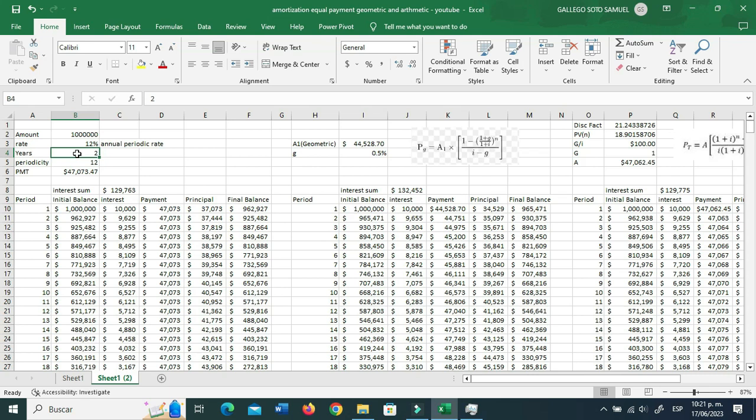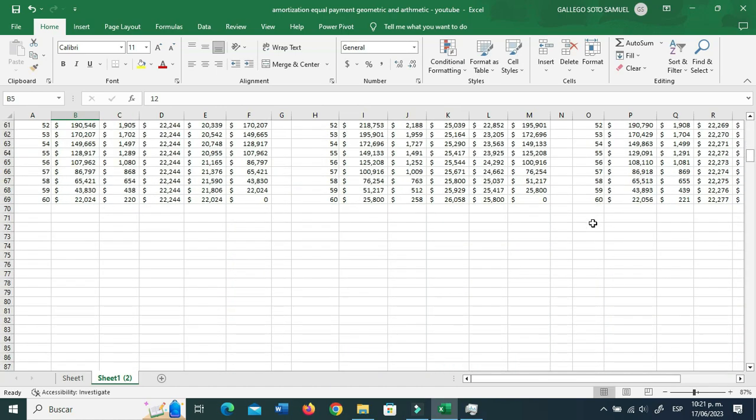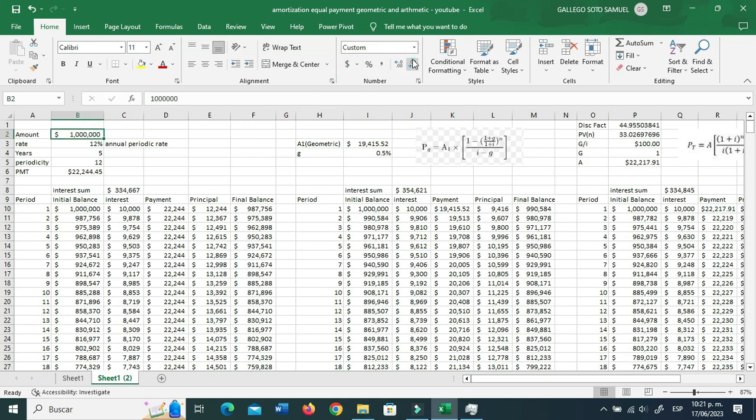Let's say, for example, that you're planning to pay for, I don't know, a car. So let's say 5 years. It goes all the way to 60. So you pay $334,000 for a $1 million car. Well, yeah, for $1 million, you're borrowing for 5 years.